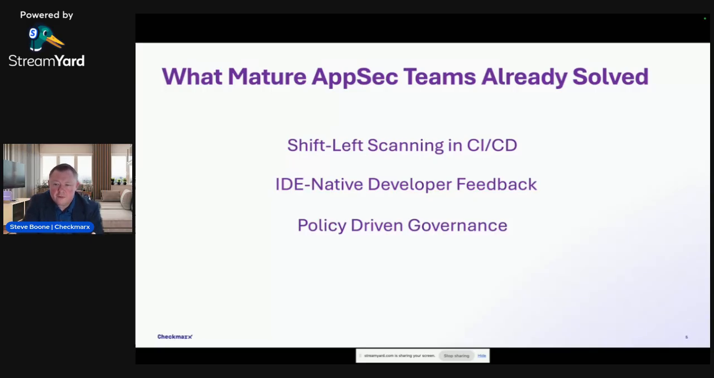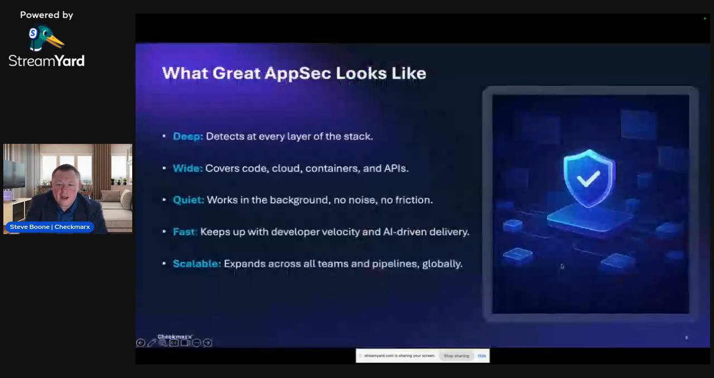So all of this brings us to the main question: if AppSec has already evolved, where does it fall short? And I want to take a minute to discuss what I think great AppSec looks like within organizations today, right? We talk about some key words when we try to describe efficient AppSec.